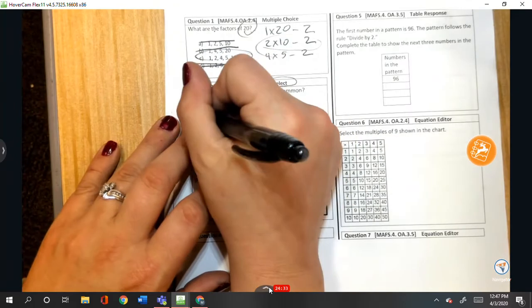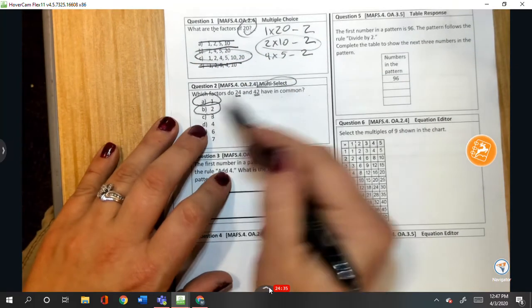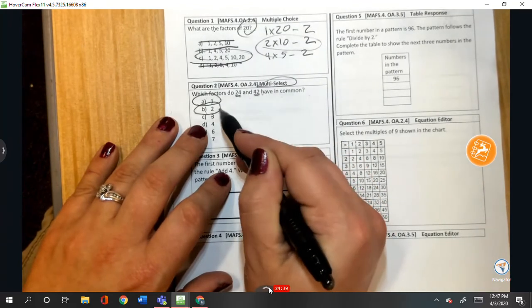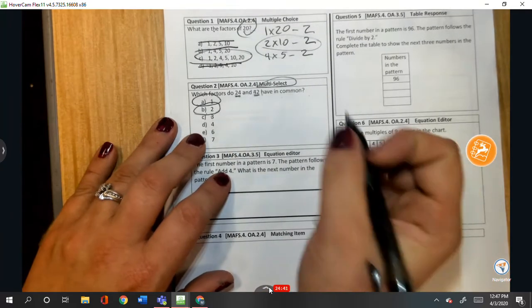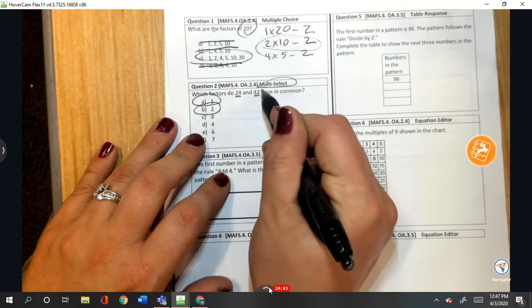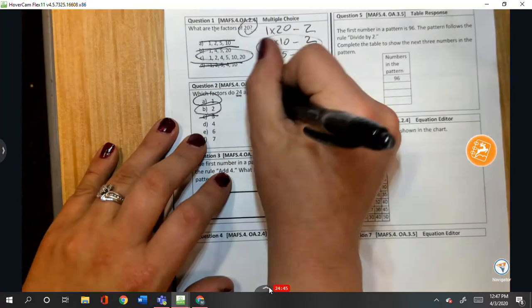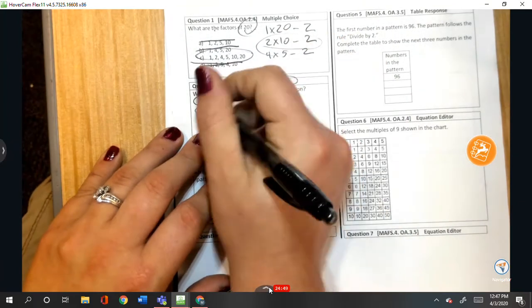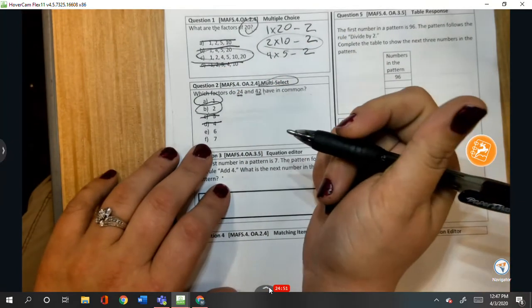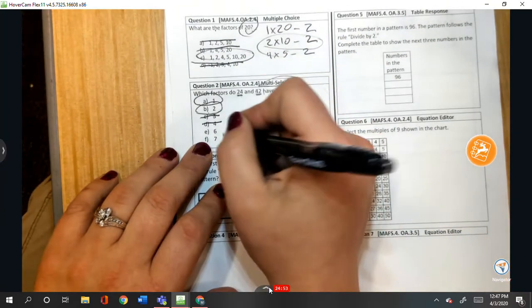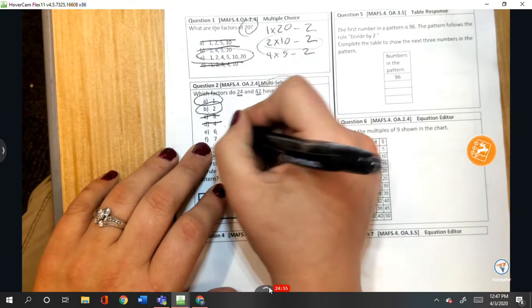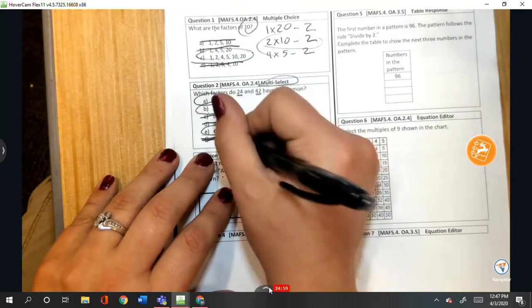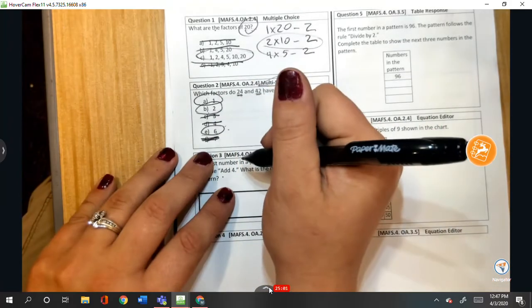2, because 2 is even, 24 is even, 42 is even. If it's an even number, it is divisible by 2. 3 is not, because 3 does not go into 42. 4 is not, because 4 does not go into 42. 6 is, because 6 times 4 is 24, and 6 times 7 is 42. And 7 is not, because 7 is not a factor of 24.